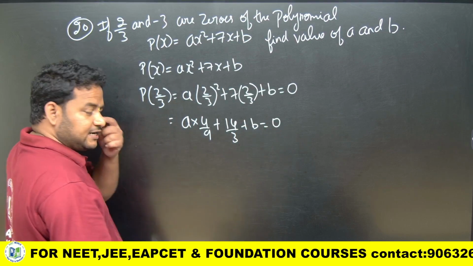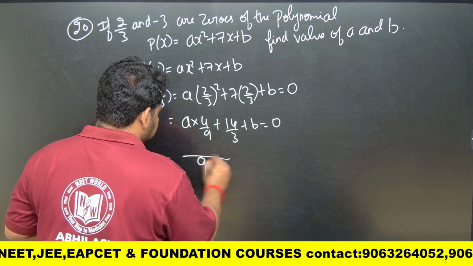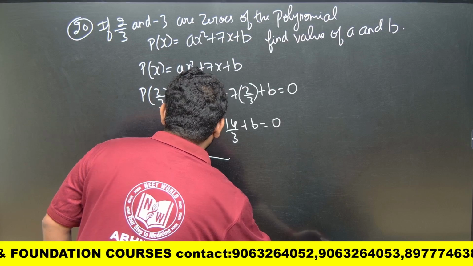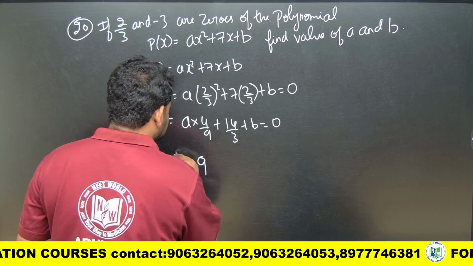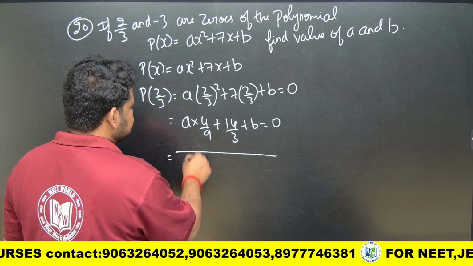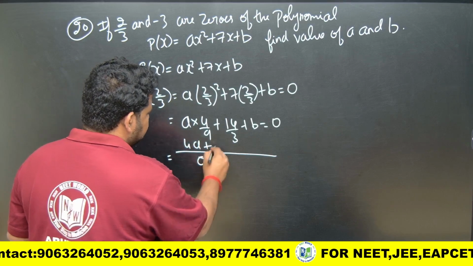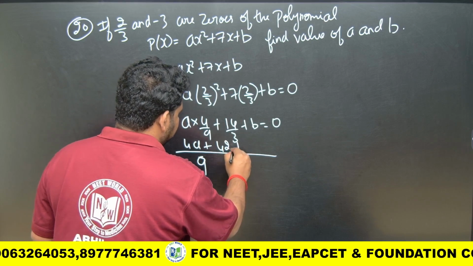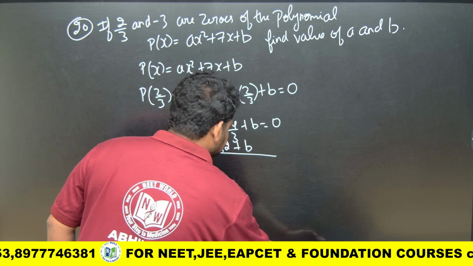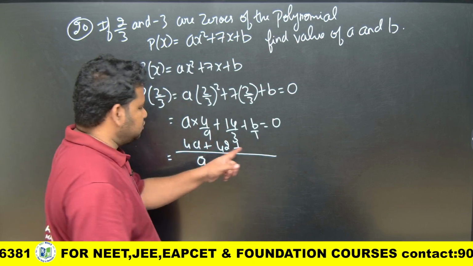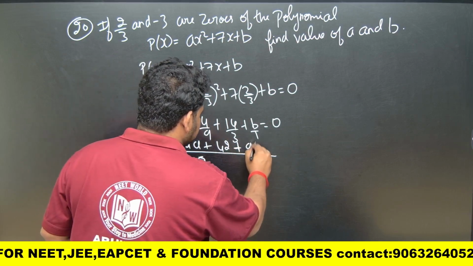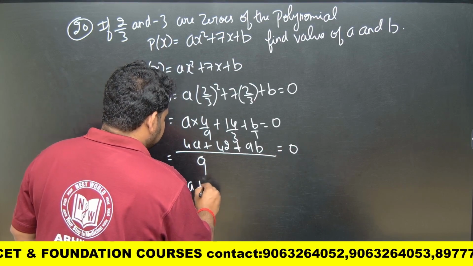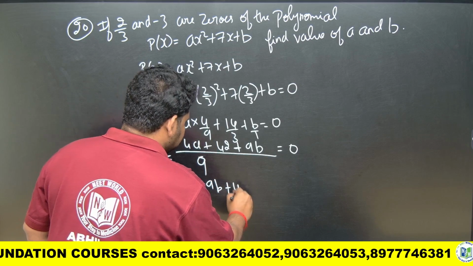Now, if I take LCM of 3 and 9, LCM is 9. So, 4 times a, 9 is there, so this will become 4a itself. 3 times 14 is 42. Then plus b, there is nothing written with b, which means it is 1, so 9 into b is plus 9b. Plus 9b is equal to 0. If I send 9 that side, it is equal to 0. So, I can write it as 4a plus 9b plus 42 is equal to 0.